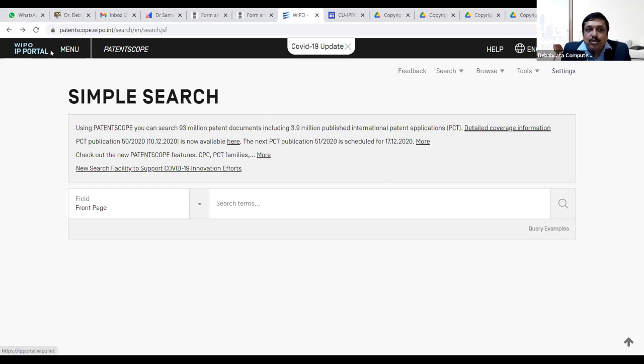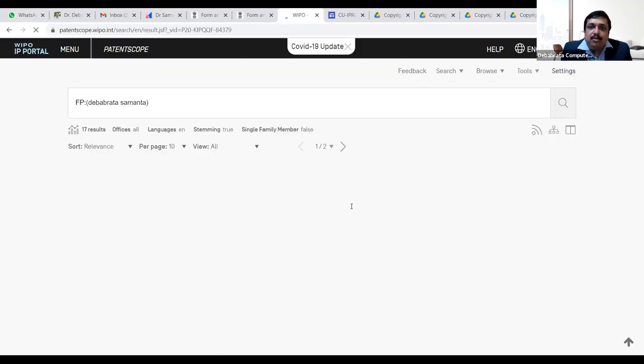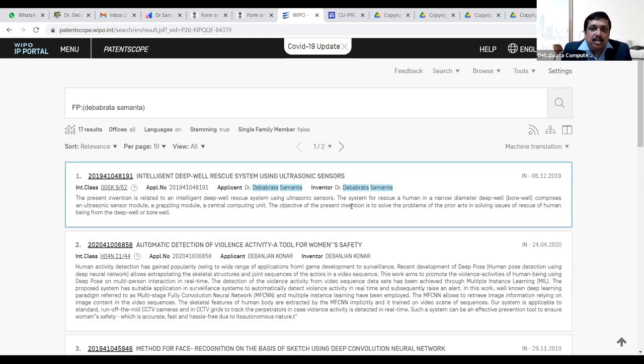Please go to the WIPO portal for patent or copyright search. This is a very interesting search engine. You can search by particular keyword, or by particular subject. I will give you one small example. If you search for any particular person's name, automatically all the n number of patents, whatever the IP, be it copyright, patent, trademark, all things will be available.